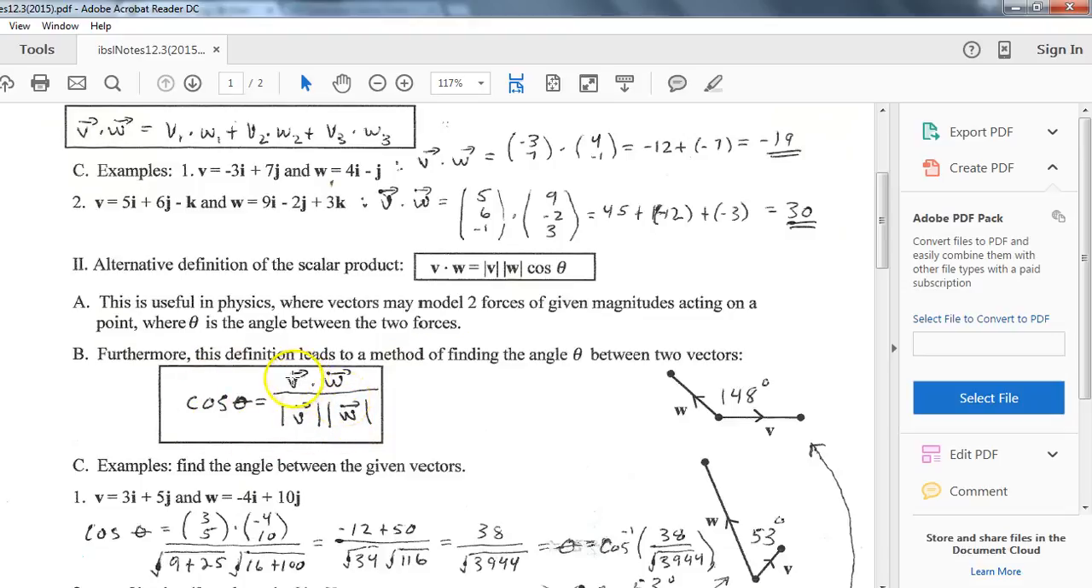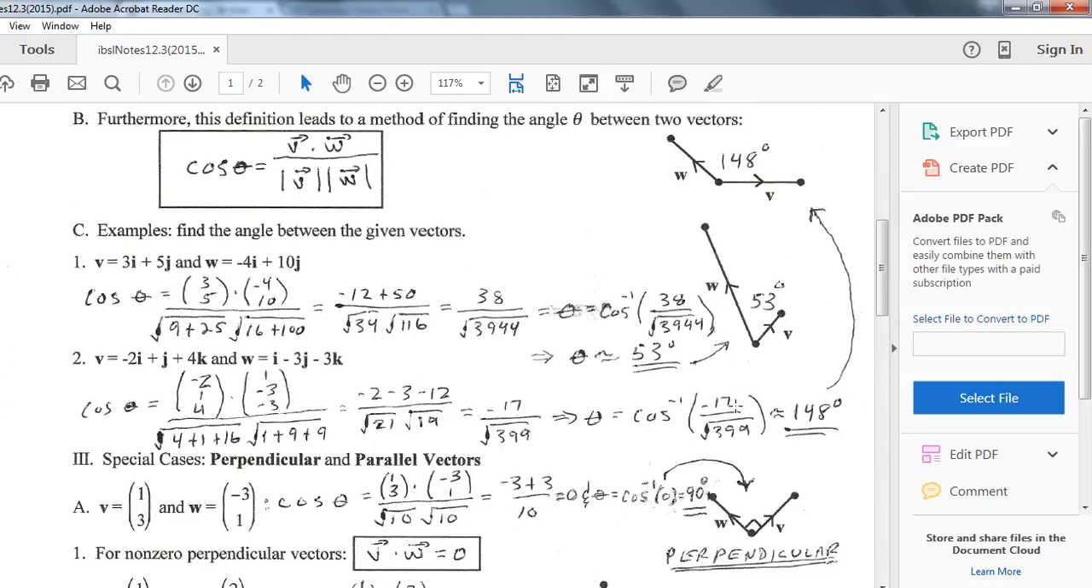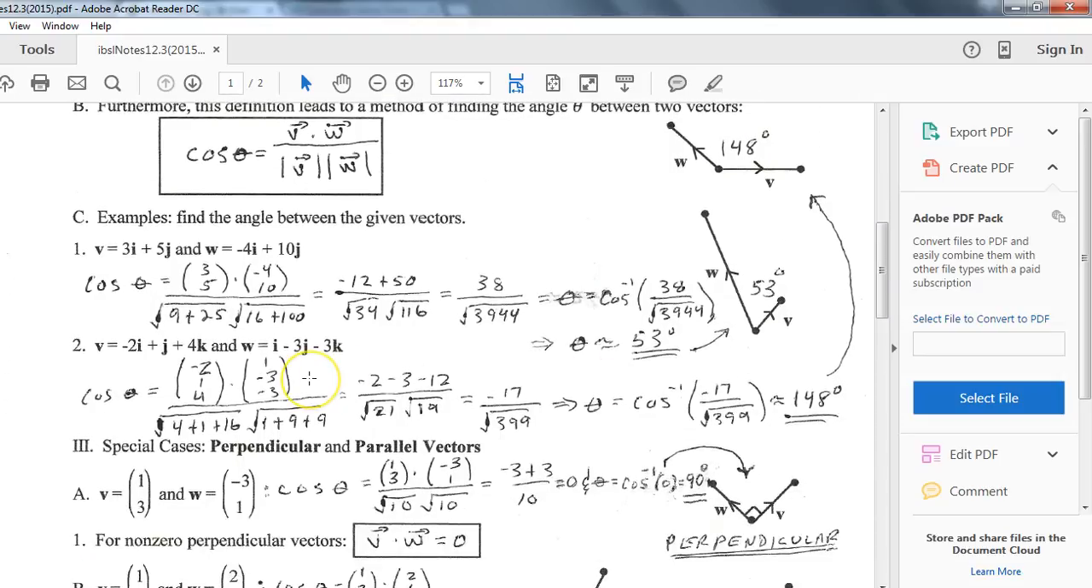You have the dot product on top. On bottom, you're multiplying this magnitude times this magnitude. Then if I do the inverse cosine, I get the angle between them. Here's a good look at how that would look over here. If we're going to try that with some real numbers, here's a few examples. After the first one, you might want to pause and try the second one on your own.